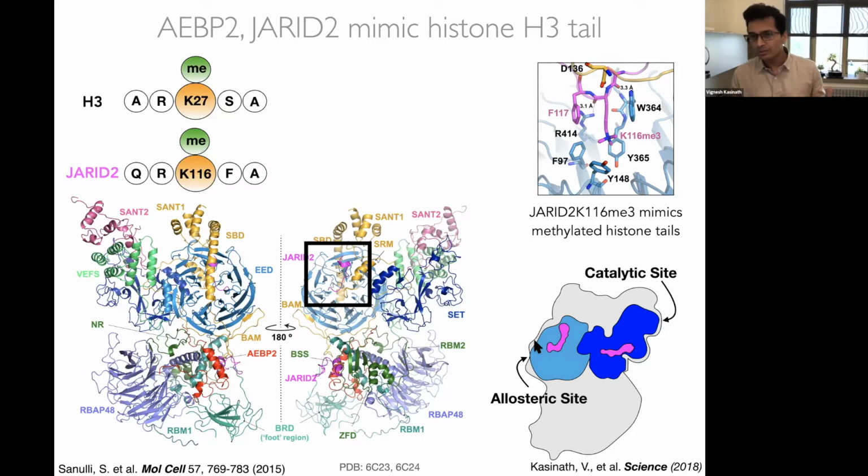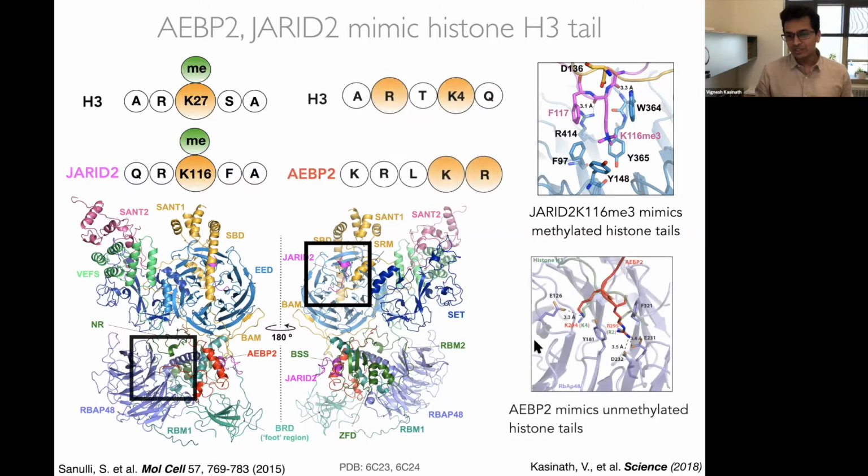Okay, so what about AEBP2? AEBP2, as it turns out, also does something similar, but it plays a more scaffolding role. It is anchored by its interaction with the regulatory lobe of PRC2, the bottom lobe, but it does so by mimicking the unmodified H3K4 segment of the histone tail.